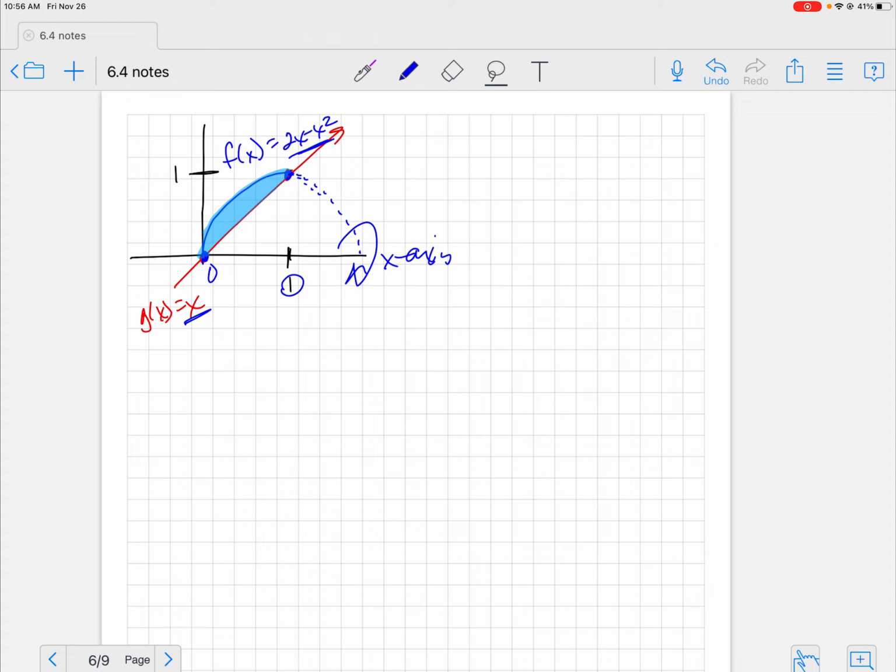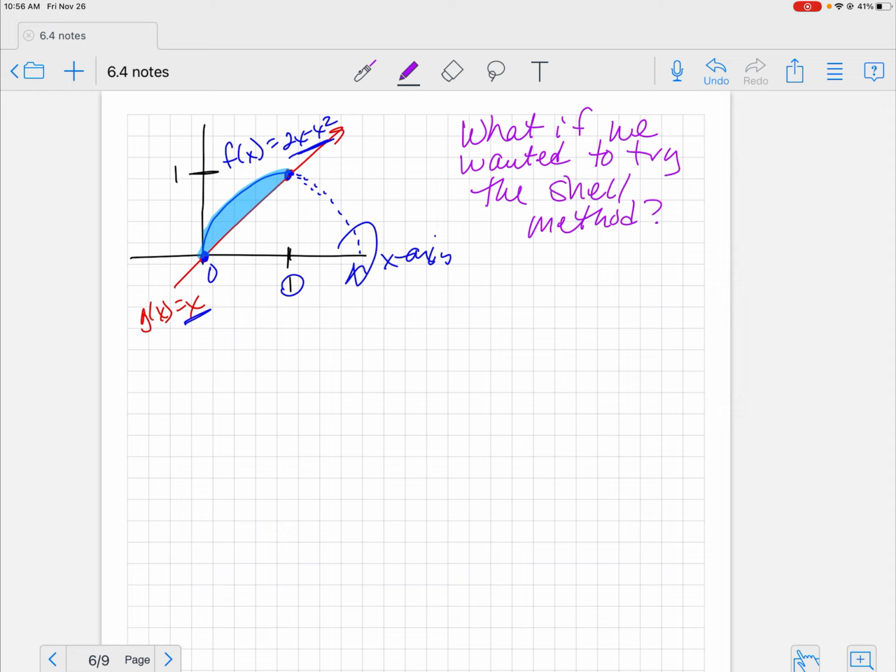Isn't it though? What if we wanted to try the shell method? Let's talk about it for a second. What if we wanted to try the shell method? Okay. That means if I'm going around the x-axis, everything has to be in terms of y, because I'm going around the x-axis, right? So because it's the x-axis, everything has to be in terms of y. That means all my functions have to be in terms of y.